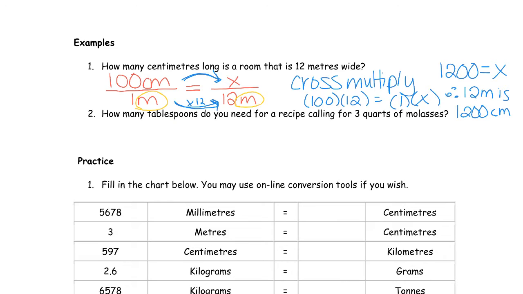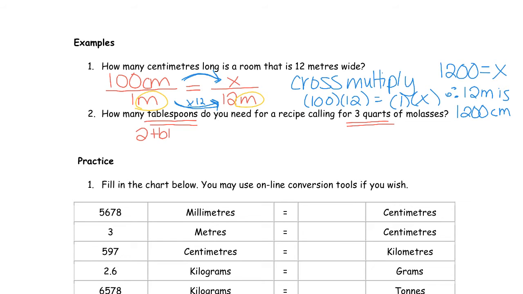Okay, let's take a look at our next example. We have how many tablespoons do you need for a recipe calling for 3 quarts? Okay, so this is a little bit different. A couple ways that you can approach this. So the first way is to try and figure out how many tablespoons are in a quart. Okay, so we don't have that as part of our table that we had worked out already.